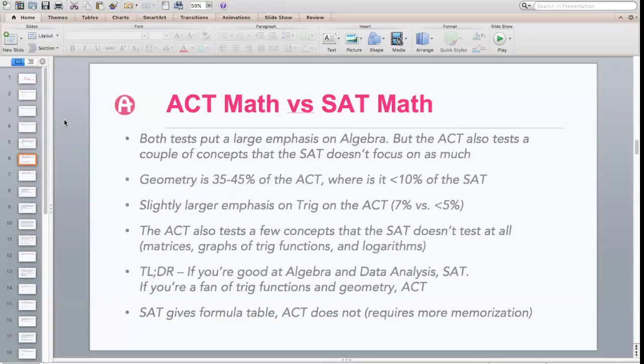Both tests do put the largest emphasis on algebra, but the ACT tests a couple concepts that the SAT doesn't focus on as much or cover at all. For example, geometry is a significantly larger portion of the ACT, whereas it's a very slight amount on the SAT. The ACT puts a slightly larger emphasis on trig, but not nearly as much as geometry. And the ACT tests a few concepts that the SAT doesn't look at all, which are matrices, graphs of trig functions, and logarithms.